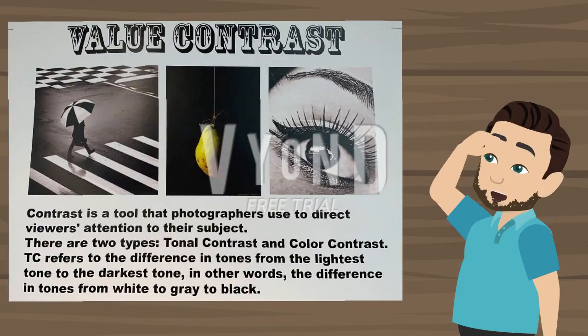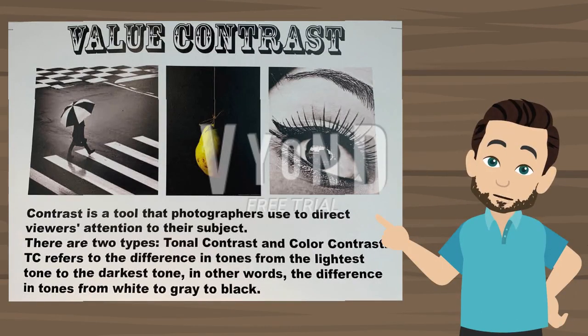Value contrast is a tool that photographers use to direct viewers' attention to the subject. The 2 types are tonal contrast, which refers to the lightest and darkest areas from white to black, and color contrast, which can be the difference between dark and light colors or complementary colors.